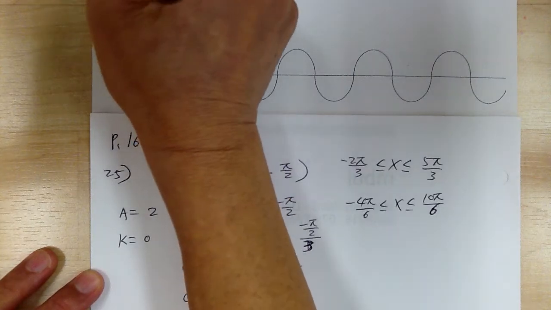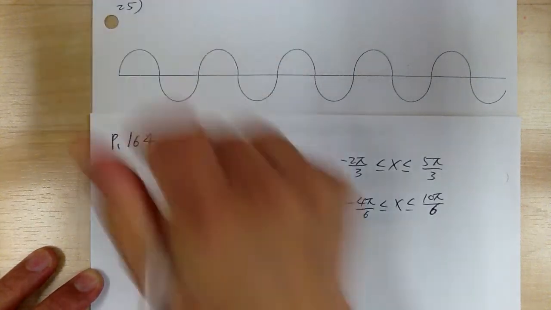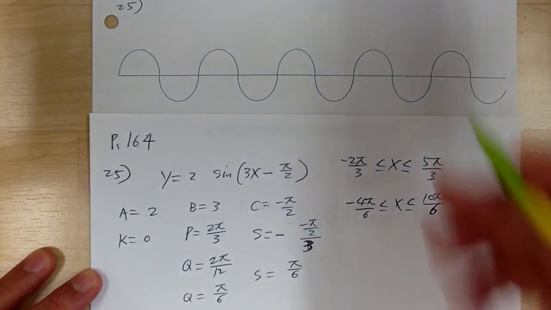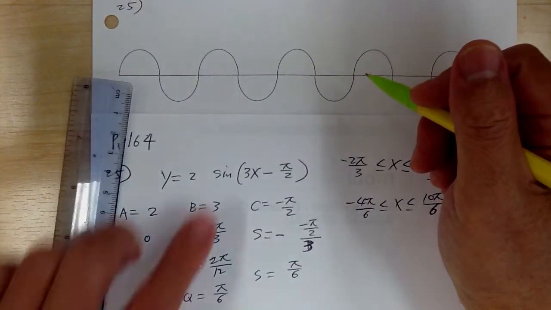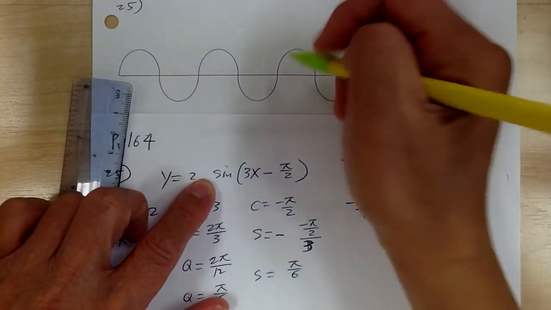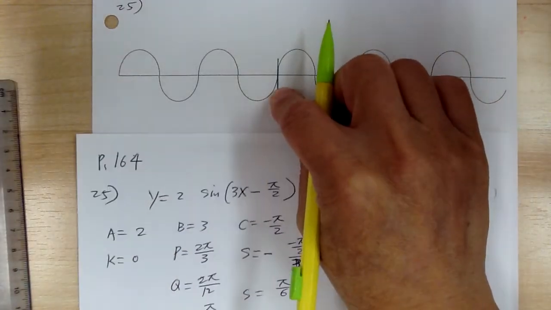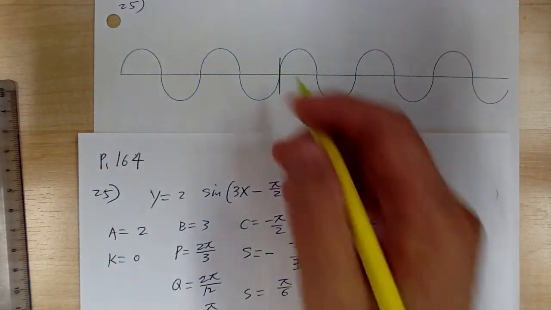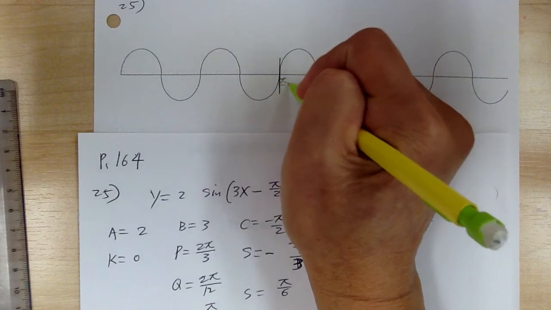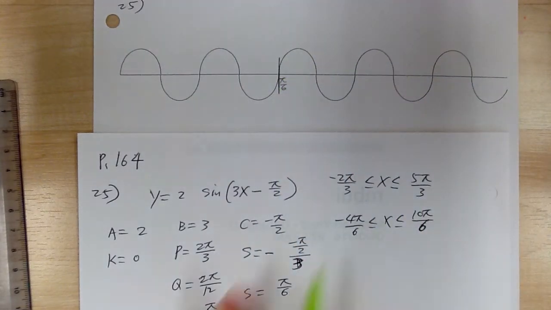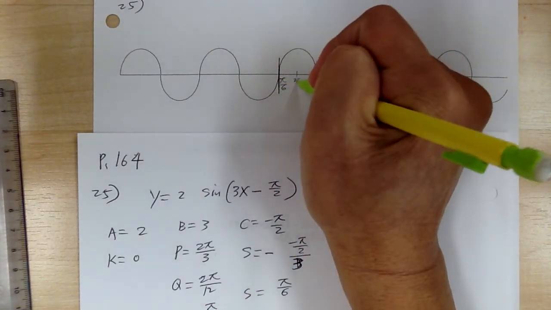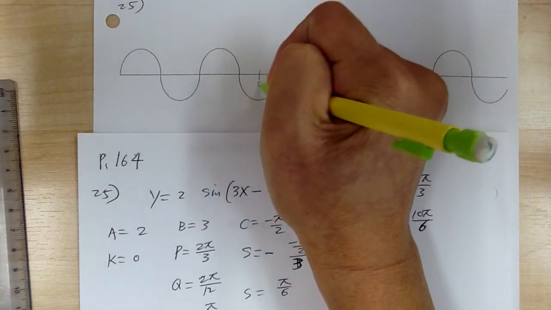So this is page 164, number 25. So you want to use a pencil to start out. Okay, so this is a sine graph. So sine graph starts right over here, and that would be the shift value. So S equal to pi over 6. So this is going to be pi over 6. And Q is pi over 6. So that means this would be 2 pi over 6. And this would be the 0.